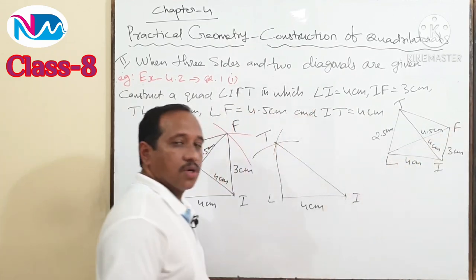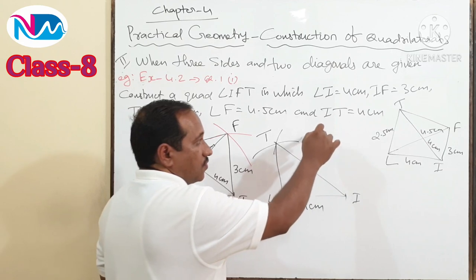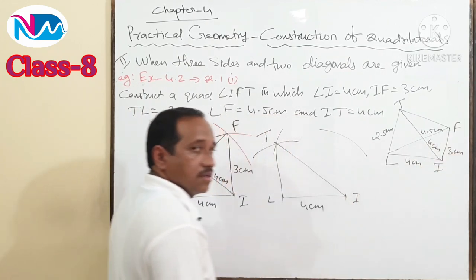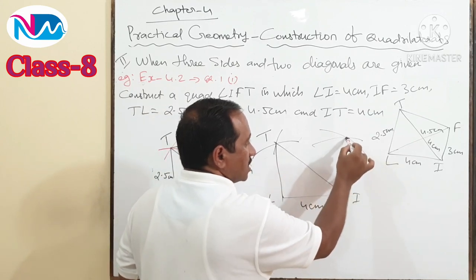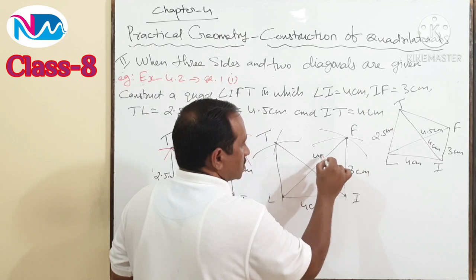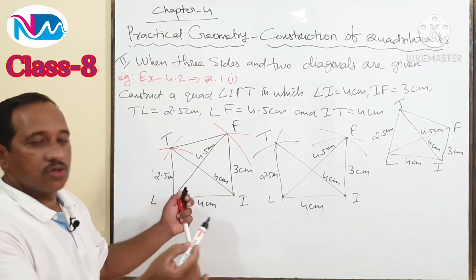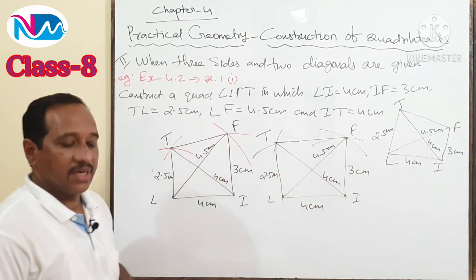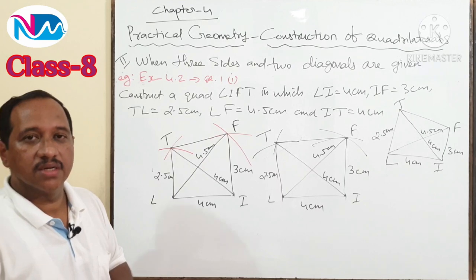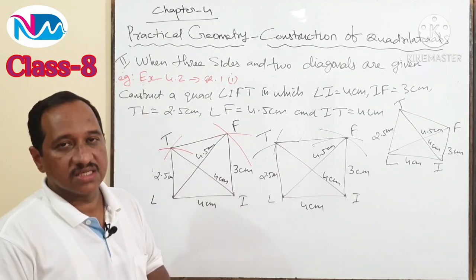The length of diagonal LF is 4.5 centimeter. Take 4.5 centimeter radius on the compass and draw an arc of radius 4.5 centimeter with L as center. Next, draw an arc of radius 3 centimeter with I as center, which will intersect and you will get the point F. Join IF, LF. This is 3 centimeter, this is 4.5 centimeter, this is 4 centimeter, this is 2.5 centimeter. So we have constructed two triangles. Join TF to get the required quadrilateral LIFT. My dear students, I hope all of you understood how to construct a quadrilateral when three sides and the two diagonals are given. As a practice, you do question number 2 of exercise 4.2.